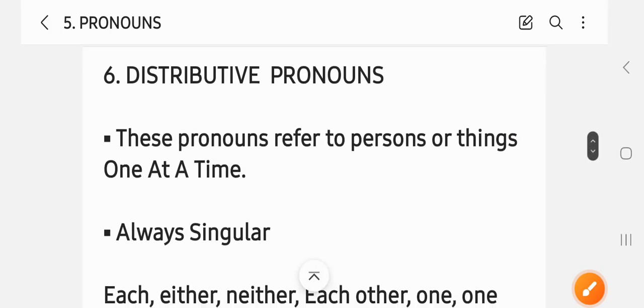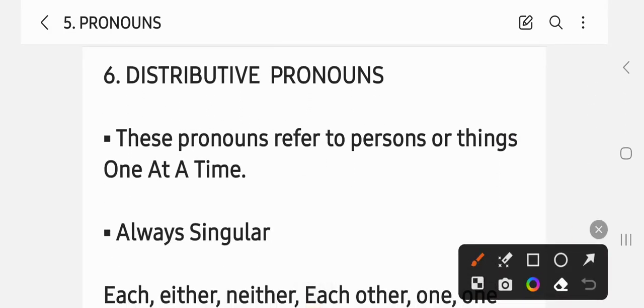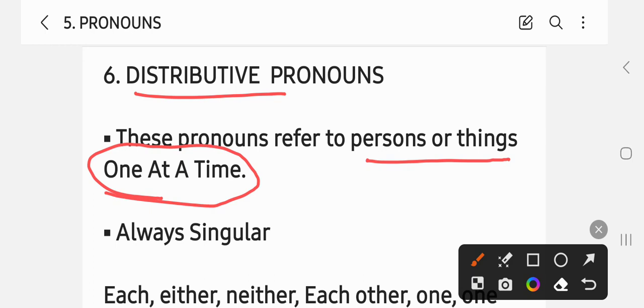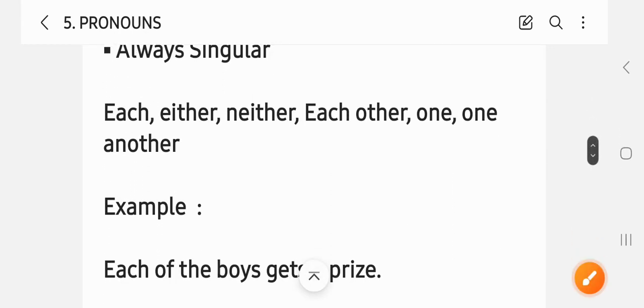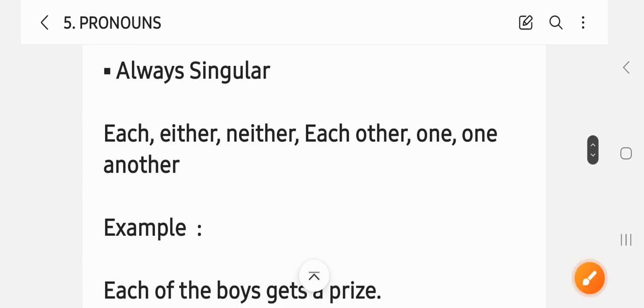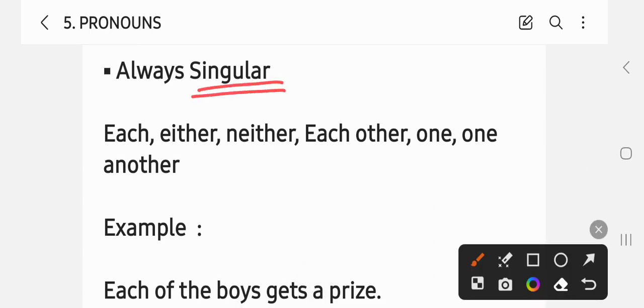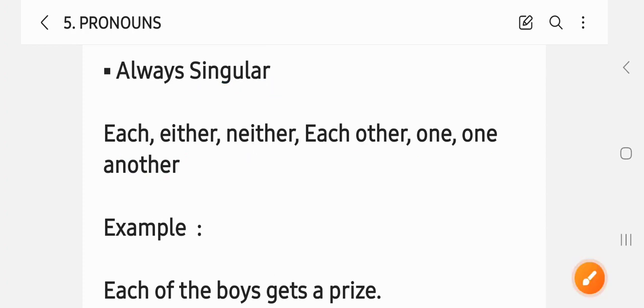The next kind of pronouns is distributive pronoun. These pronouns, distributive pronouns, refer to persons or things one at a time. Distributive always shows single, each. It's always in the singular form. One way to identify a distributive pronoun is that it will always be in the singular form. For example, each, either, neither, each other, one, one another. Let's take a look at the examples.